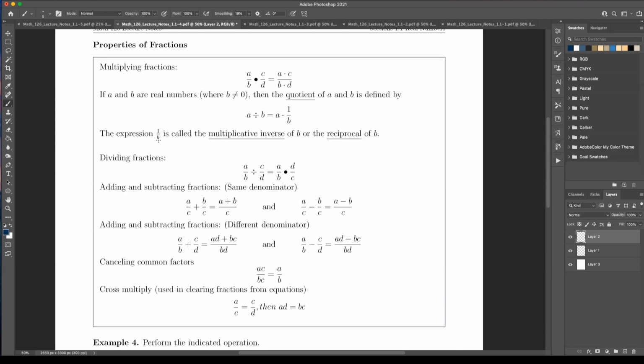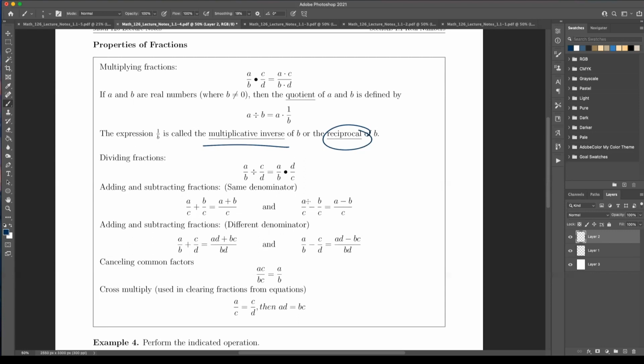We call the expression 1 over b the multiplicative inverse of b or the reciprocal of b. So you'll see these used interchangeably. You guys are probably way more used to the word reciprocal over multiplicative inverse. What multiplicative inverse means is if I take b, what do I multiply it by to get back to the 1 or the identity unit? You'll get to that in deeper stuff. If you're dividing fractions, you just flip the second fraction and multiply.